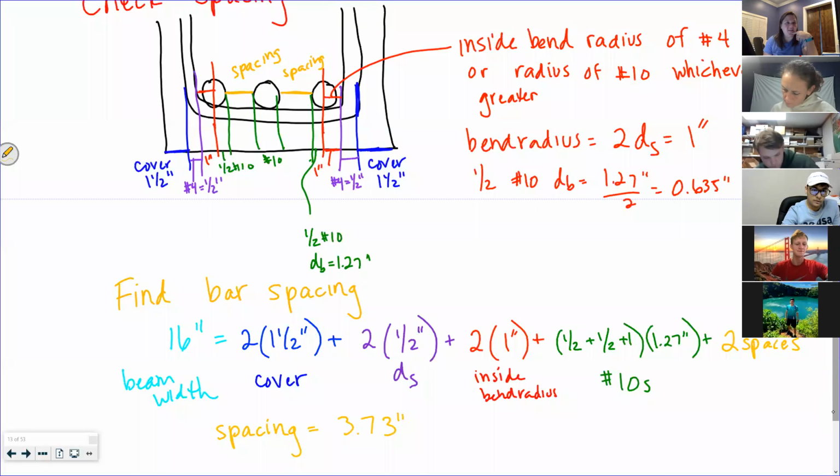Okay, Jonathan says he's only ever seen them tied right in the corner. And I mean, we're talking about like half an inch. They probably look like they're right in the corner. And maybe the bend diameter, I don't know. I got 3.732.